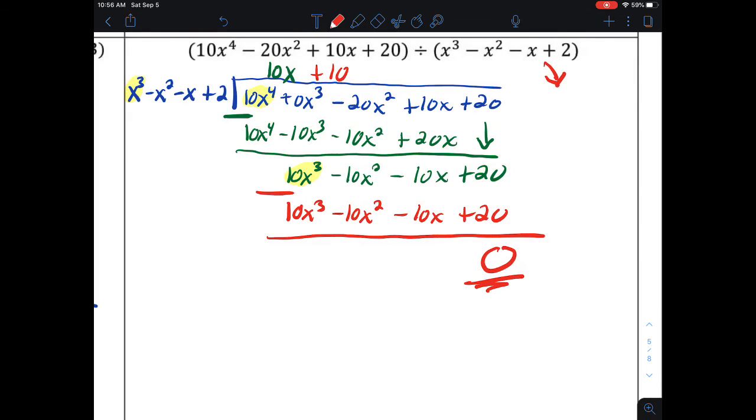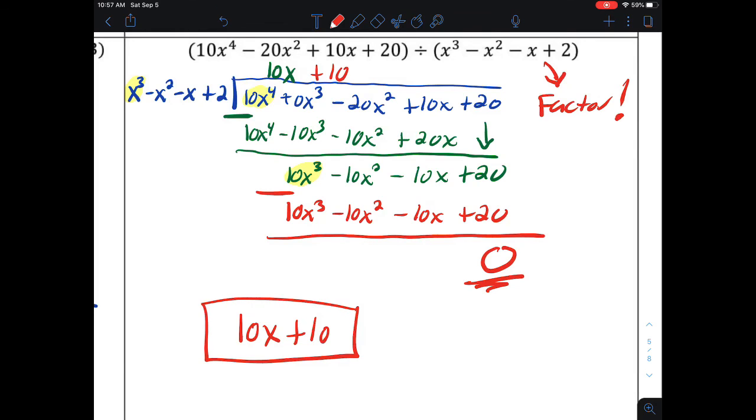So this degree 3 polynomial here is a factor because the remainder is 0. So our answer here through the division of those two polynomials is just 10x plus 10 because there is no remainder.